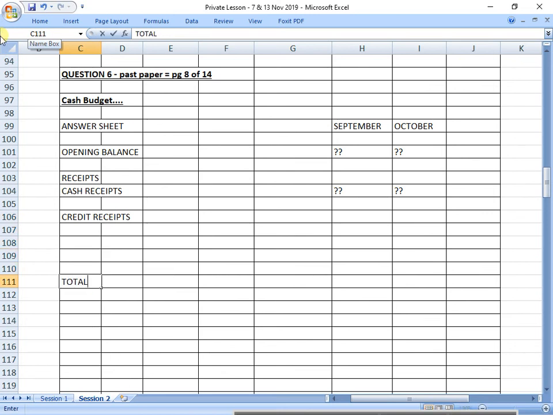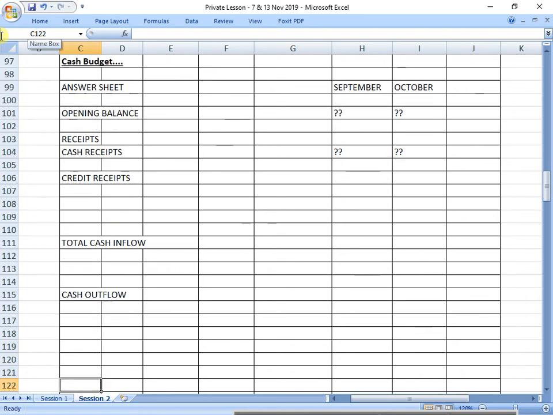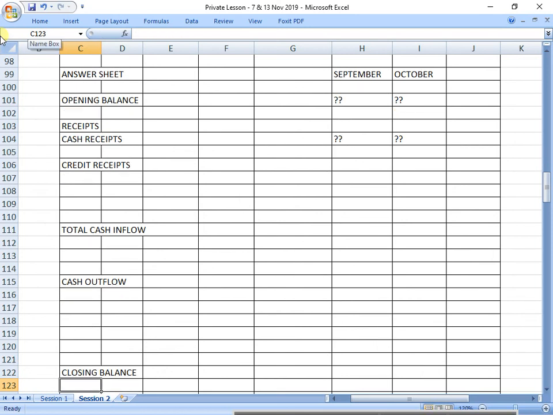Then total cash inflow. Then we've got another section, cash outflow. 1, 2, 3, 4, 5 lines. Let's see if more just in case. Closing balance. That's it, eh? All right, there's your answer sheet. That's what you were given.